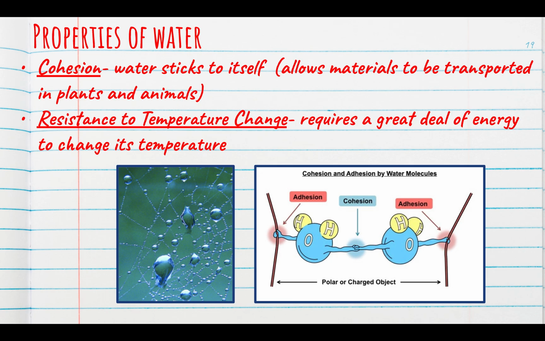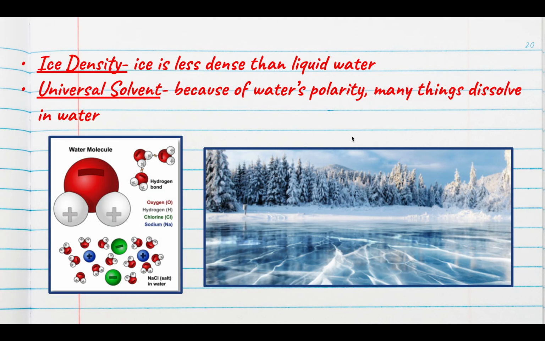Water has a resistance to temperature change. I'm going to show you a video here in a second what that means. That's really important environmentally. Water is something on our planet that plays almost a central role, besides our atmosphere, regulating temperature on Earth. Ice density: ice is less dense than liquid water. That's the reason it floats to the top, insulating the lake underneath, allowing the animals in the lake to stay alive, the fish to stay alive.